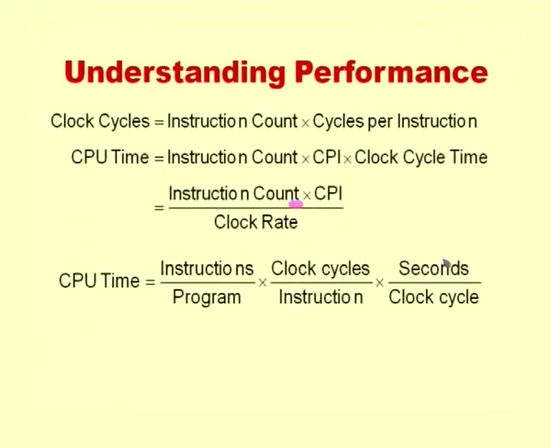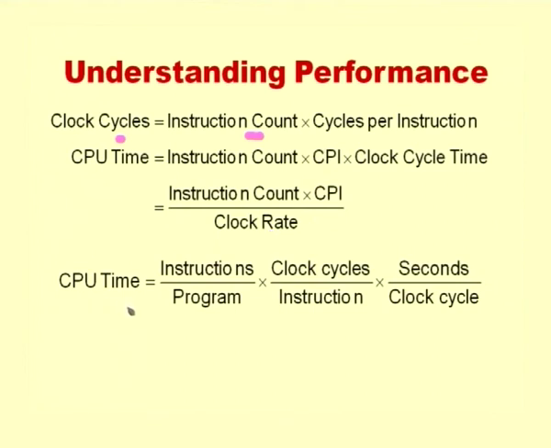In terms of performance, there are three important equations that we have looked at. We need to remember these three equations because they will tell us how well the processor being designed is going to work. One is the clock cycles: the number of clock cycles is given as instruction count into cycles per instruction. CPU time is calculated as instruction count into CPI into the clock cycle time, which is given as instruction count into CPI divided by clock rate. So, either I say into clock cycle time or I divide by clock rate.